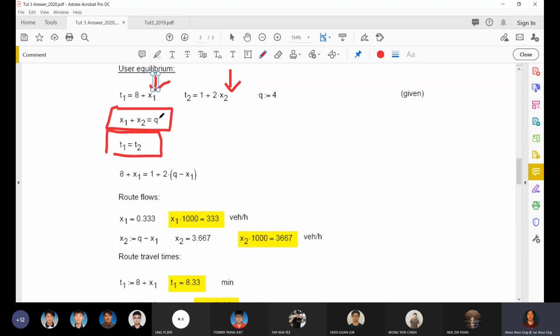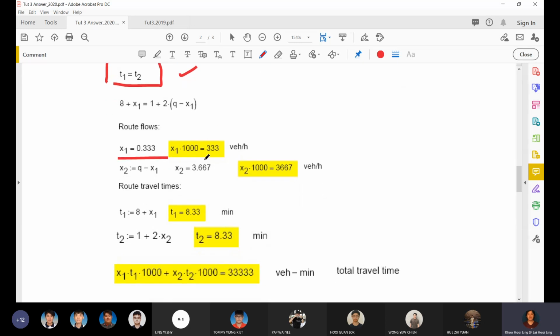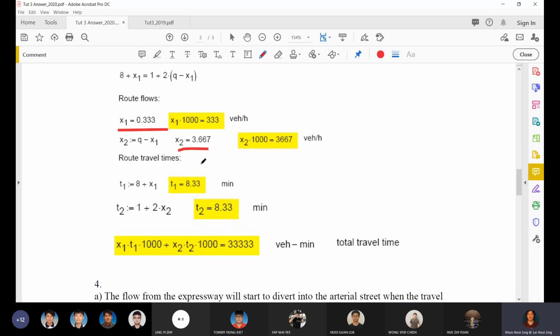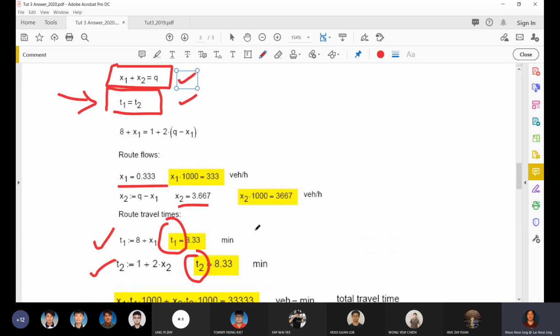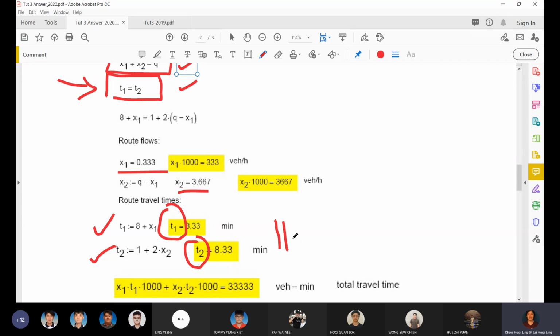So x1 and x2 add up. This is what we call the flow conservation equation, right? So you have two unknowns, you have two equations, you can solve it. You solve the equations, you get x1 is this, x2 is this. And then you plug in, you got your travel time. Your travel time for road 1 and road 2 is the same, because this is our assumption. If you got it differently, that means you are wrong, you have to check back. Because at user equilibrium, for any used road, at least one person is using that road. That means the travel time on that road will be the same as all other used roads.